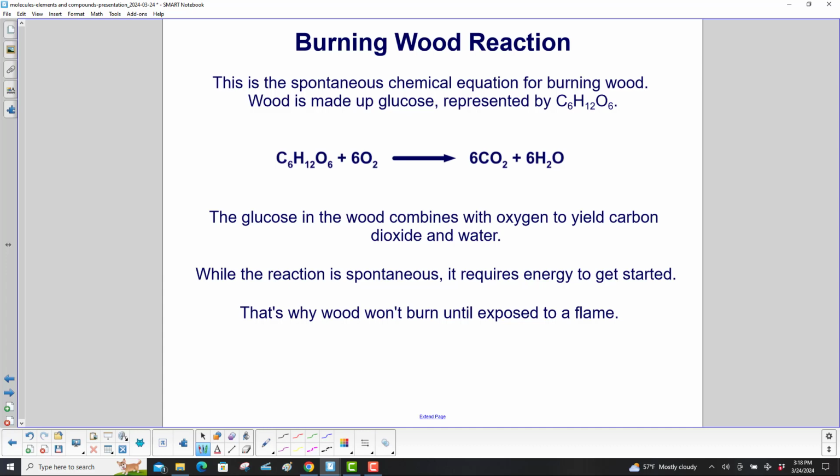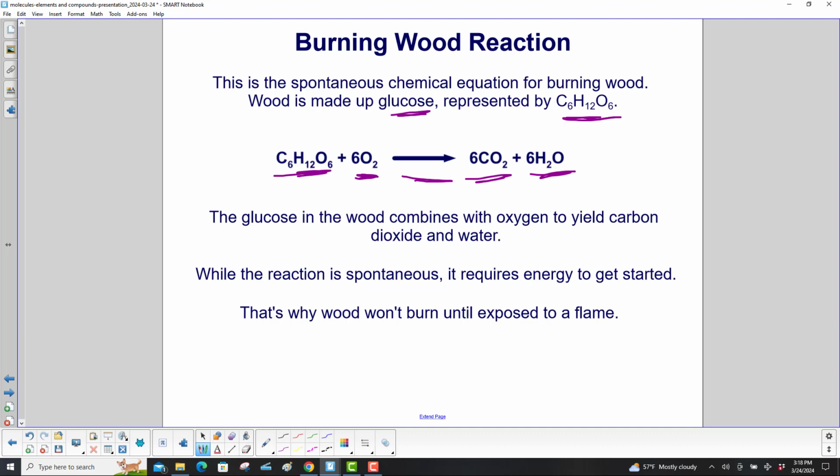It is a spontaneous chemical equation for burning wood. Wood is made up of glucose, represented by C6H12O6: 6 carbon atoms, 12 hydrogen, and 6 oxygen. It combines with oxygen in the air, then that yields 6 molecules of carbon dioxide and 6 molecules of water.